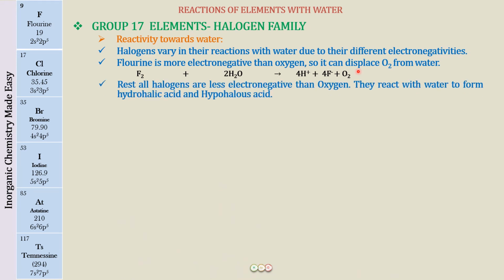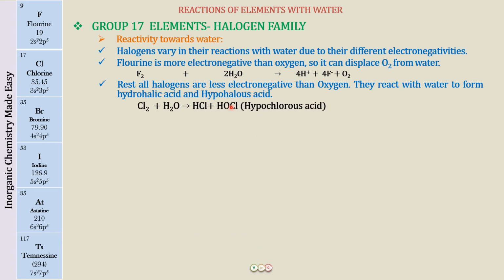The next we move on to the rest of the halogens. So all of them, they will be less electronegative than oxygen. So obviously oxygen gas is not going to be evolved. So what is the product here formed? Again, it will not be hydrogen gas. Just remember this very importantly, because it is going to be the different behavior of halogens only that you will be seeing from the rest whole of the non-metals, metals as well as metalloids. So they will be reacting with water to form hydrohalic acid and hypohalous acid.